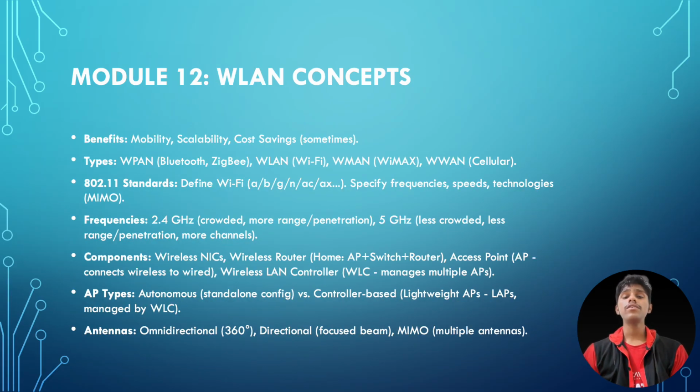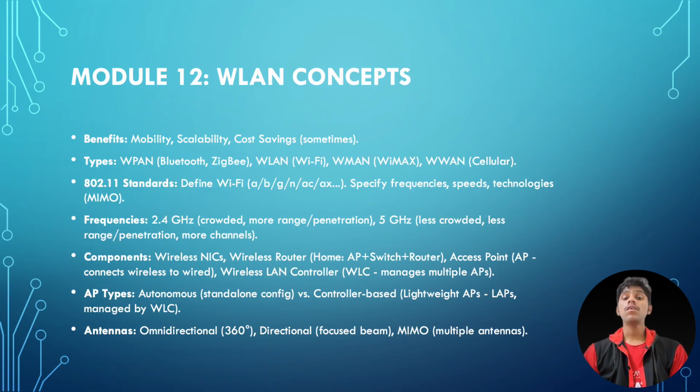And in module 12, we move into the wireless world with the WLAN concepts. Wireless offers great benefits like mobility and easier network changes. We look at different wireless network types, from short range personal area networks, WPANs, using Bluetooth, to common wireless LANs using Wi-Fi, up to a large metropolitan area, the WMAN, and a wide area, the WWAN, wireless networks.